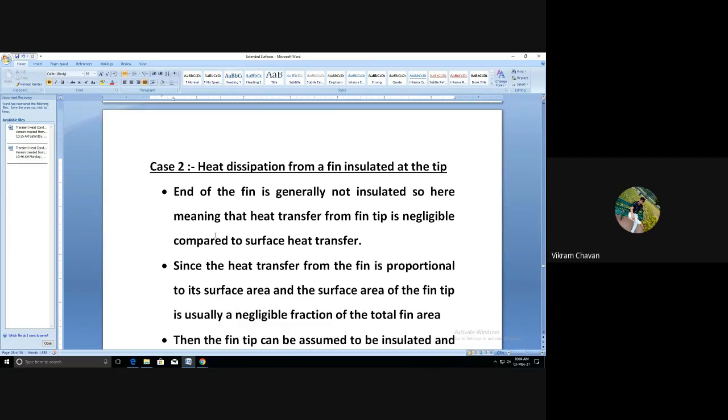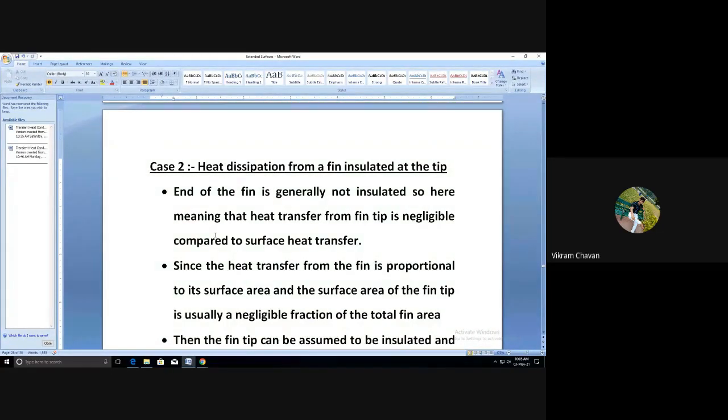We have derived the general governing equation for the fin, that is theta equals c1 e raised to mx plus c2 e raised to minus mx. In that equation, c1 and c2 are integration constants, and to determine those constants we require boundary conditions.